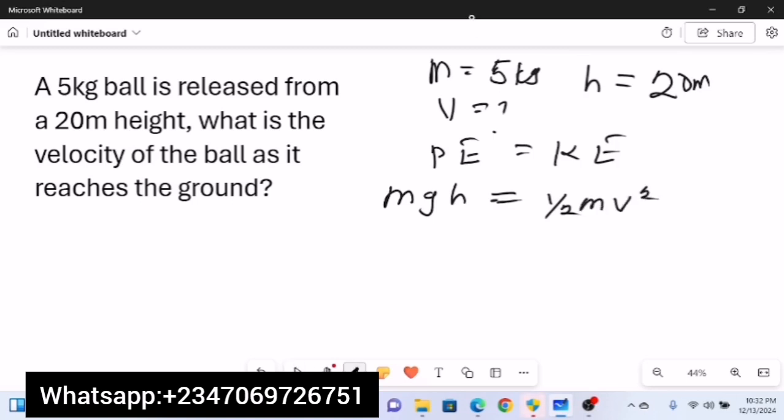So from here, it's safe to say mass can easily cancel what? Mass, because the object has equal mass. So the two masses can cancel out. So what we have left is simply what?